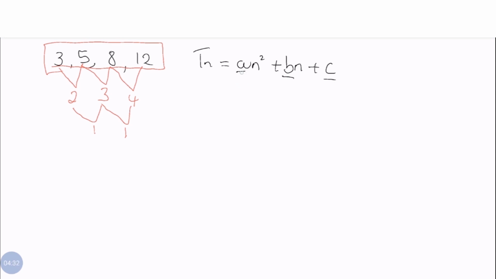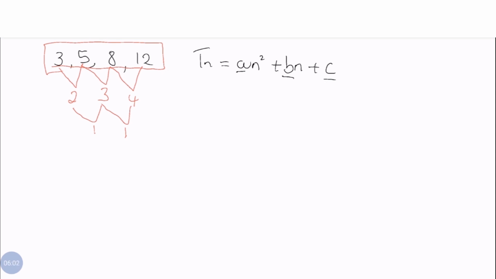But in this case, a does not represent the first term. Remember that with linear patterns, a represented the first term. But in this case, this a right here does not represent the first term. So we need to determine what a is, what b is, and what c is. So we have 3 equations that help us determine a, b, and c.